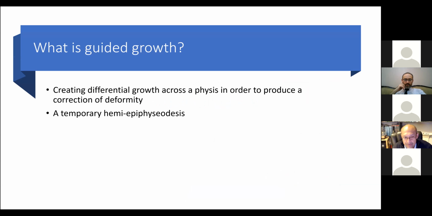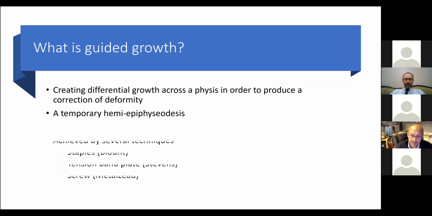This method of treating deformity only works in those who are skeletally immature. It's important to remember that it works by creating a differential rate of growth across a physis. If one side of the physis is growing at a different rate from the opposite side, you create, in effect, an alteration in shape as the physis adds to the length of the bone, and that in turn can correct a deformity. Another term that people use is hemiepiphysiodesis.